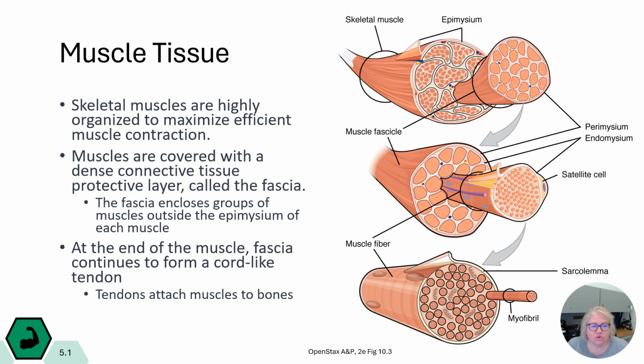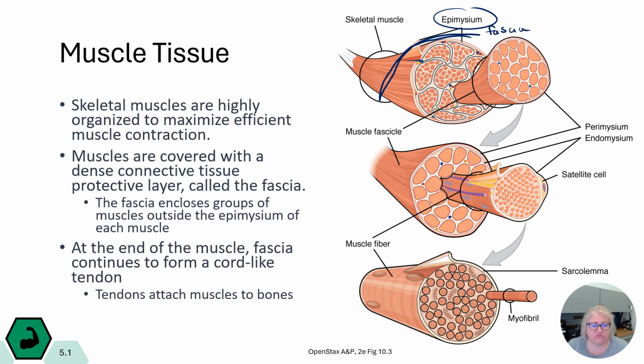Skeletal muscles are highly organized to maximize efficient muscle contractions. Muscles are covered with a dense connective tissue protective layer called the fascia. The fascia encloses groups of muscles outside the epimysium of the muscle. So here's an epimysium of one muscle. When we're looking at skeletal muscle, the epimysium will be surrounded by the fascia. So the epimysium is an outer layer of one muscle. The fascia will actually surround multiple muscles in a group.